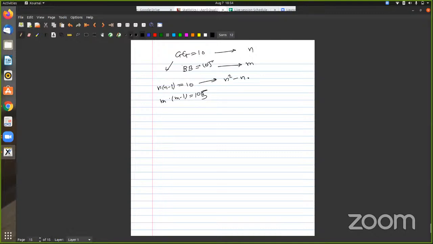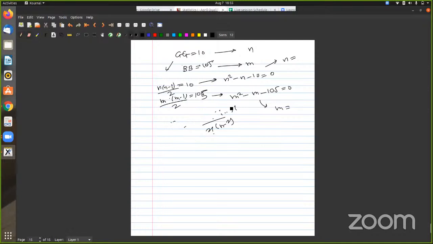So n square minus n minus 10 equals 0. This is one equation. m square minus m minus 105 is equal to 0. This is another equation. So what is the value of n? Can you tell me? Actually we don't get a whole number, rational value. So b square minus 4ac, you get 1 minus 40, root 39. The discriminant is root 39, because you made a mistake here. So it's divided by 2.